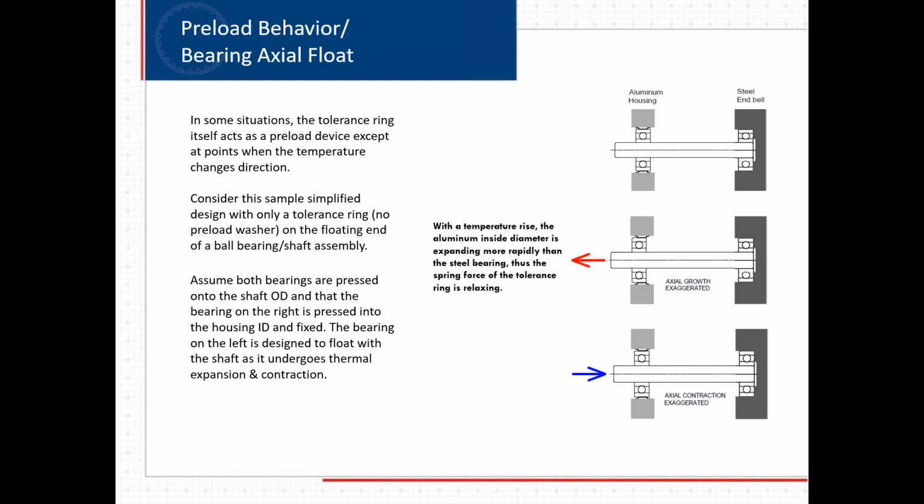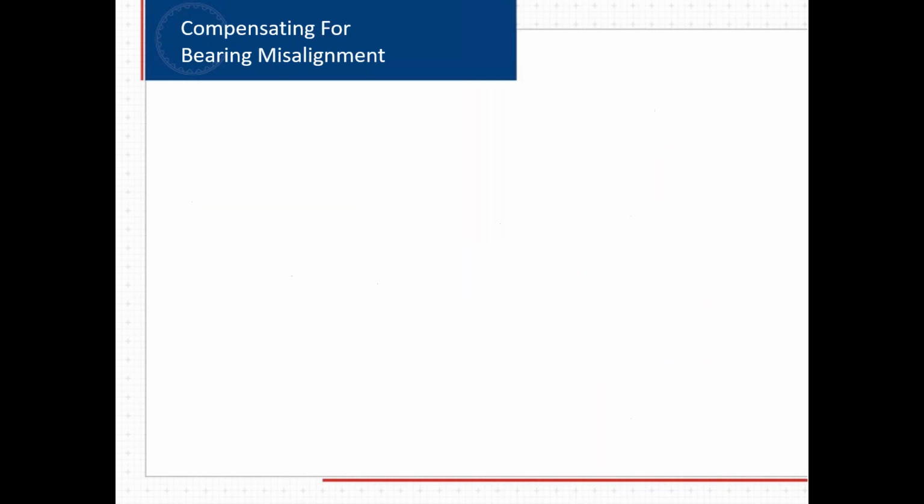And as the components cool, the shaft will contract. It'll reduce its length in the axial direction, pulling the ball bearing back into its initial room temperature condition. And when it cools, the aluminum housing would contract, and thus the spring force on the tolerance ring is increasing once it goes back to room temperature. So that's how a tolerance ring can allow for a little bit of axial float in a lot of instances. They act as almost their own preload device based on their initial press fit force.